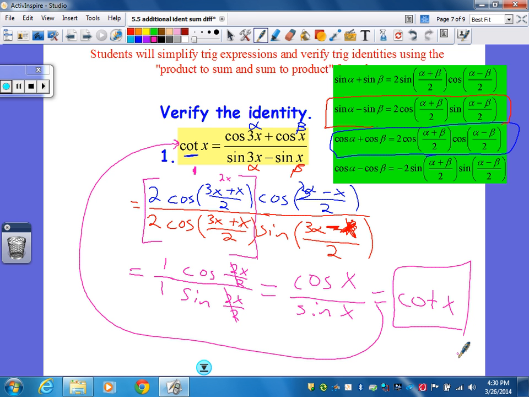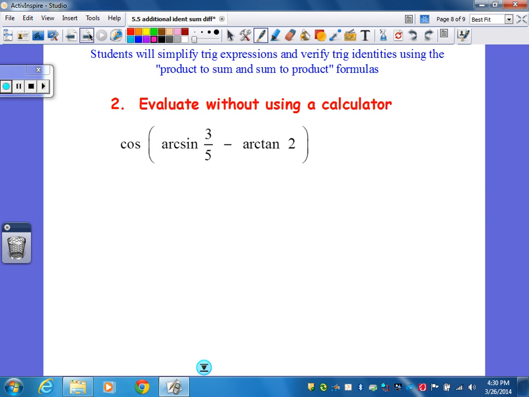Boom, done. Okay, now we have to evaluate without using a calculator. A lot of you are thinking, oh man, I don't know what I should do here. I have sine, tangent, and cosine. There's a lot going on. Well, let's just figure out what we know first. Arc sine has to be an angle, and so is the arc tangent. The two have to be angles.